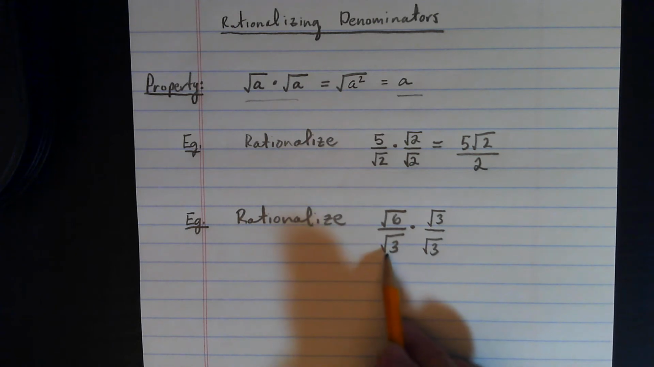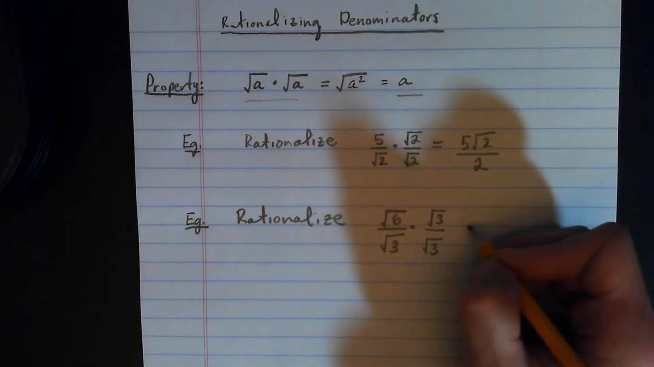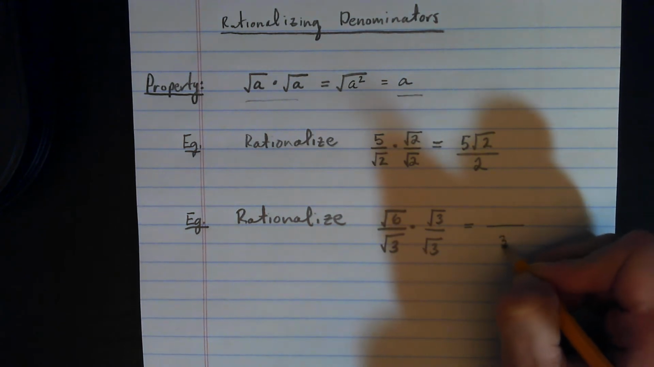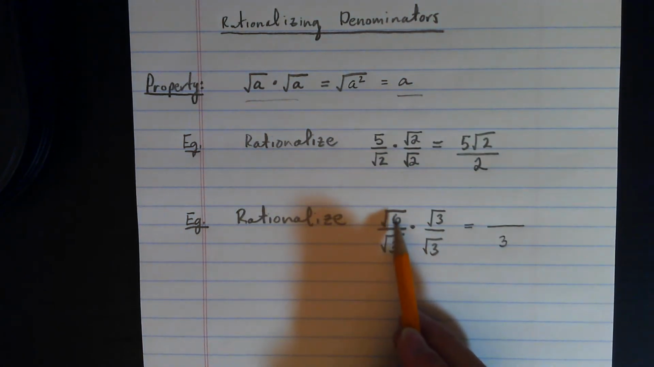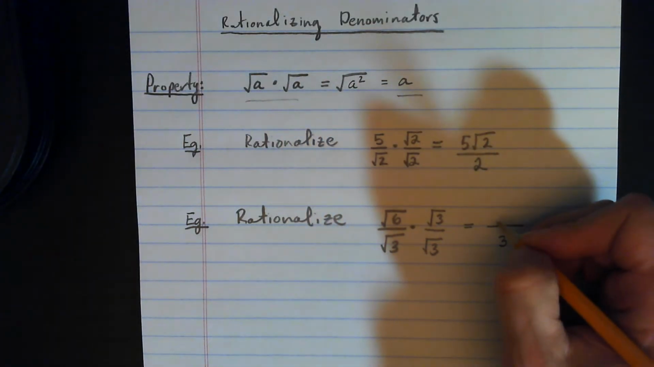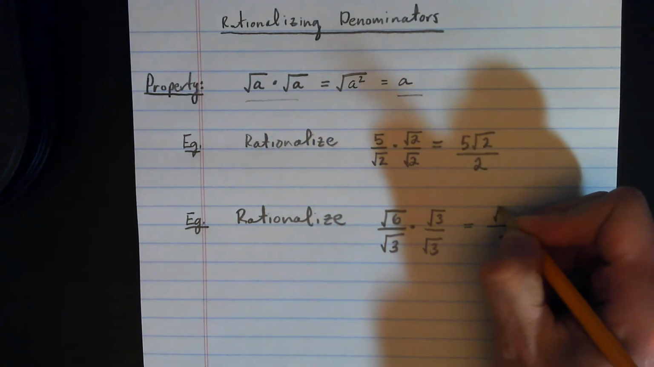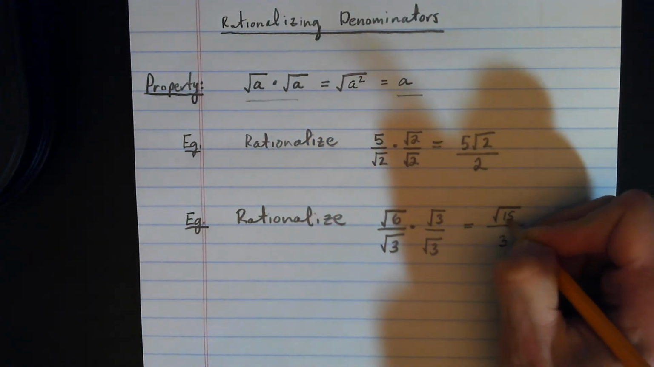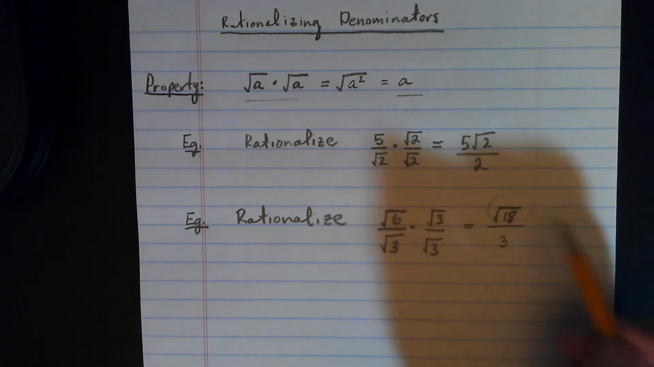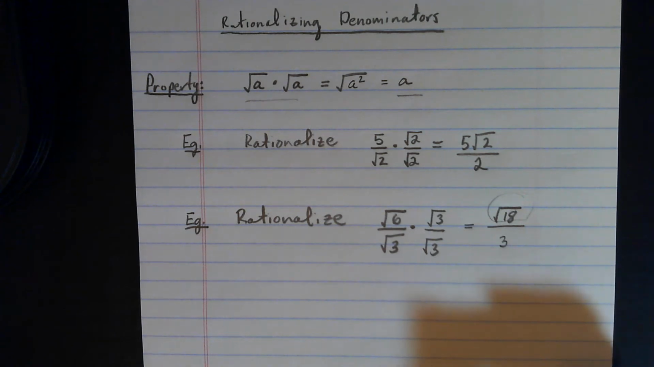Okay, now when I multiply this times this, the square root of 3 times the square root of 3, that's just 3. Okay, now when I do it in the numerator, remember, we can combine the radicands together. So this is actually the square root of 6 times the square root of 3 is the square root of 6 times 3, which is the square root of 18. Okay, and now as a last step, we should simplify the square root of 18.